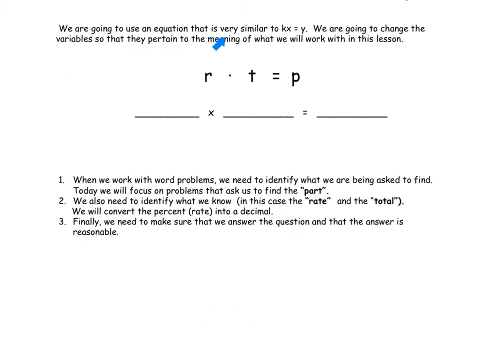We're going to use an equation that's very similar to kx equals y. We're going to change the variables so that they pertain to the meaning of what we're working on in this lesson. And so here's what we mean by that. We see R, and that stands for rate. And by that we mean the percent. And then T is the total amount that we're going to be given. And P is the part. So pause the video and take notes or write this down on the paper.